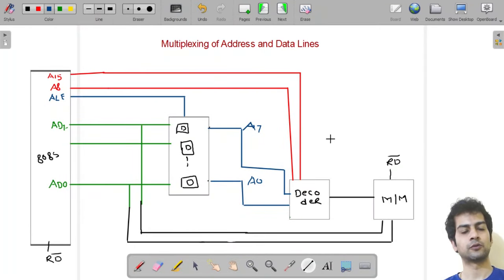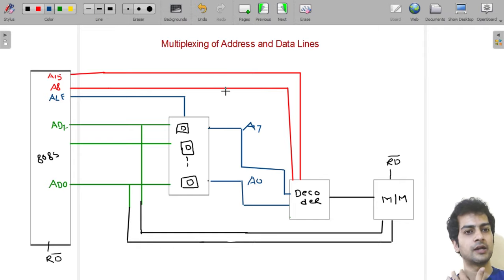Now, coming to the next topic, that is multiplexing of address and data lines. Very important topic, very interesting topic, and from here onwards we will get an insight into how the microprocessor actually works. So please listen carefully. So first of all, I will try to tell you what our overall aim is.